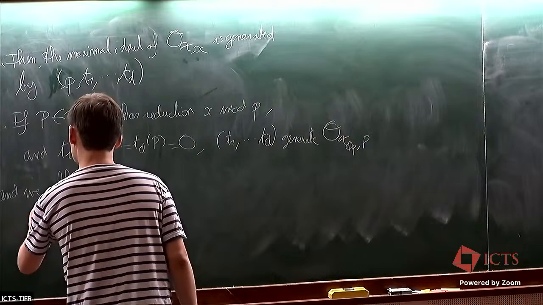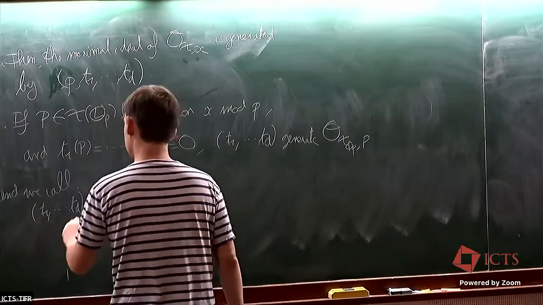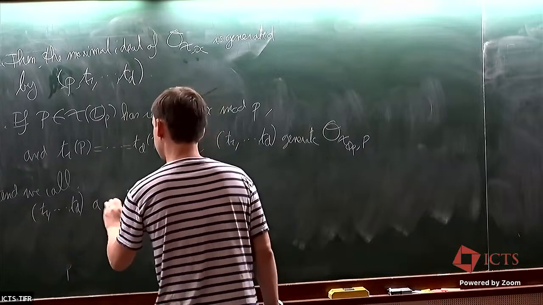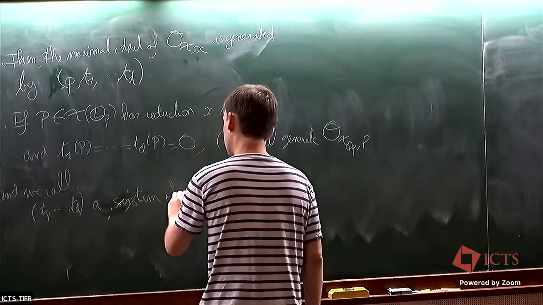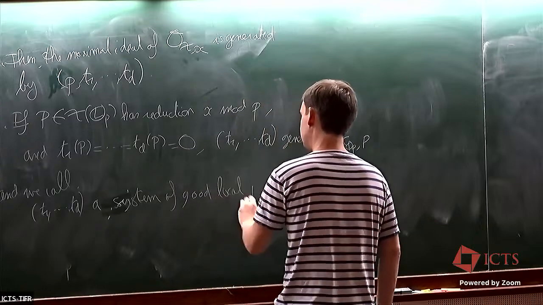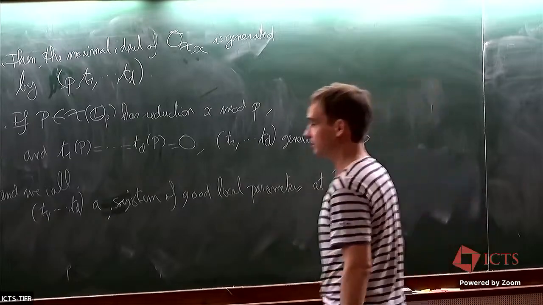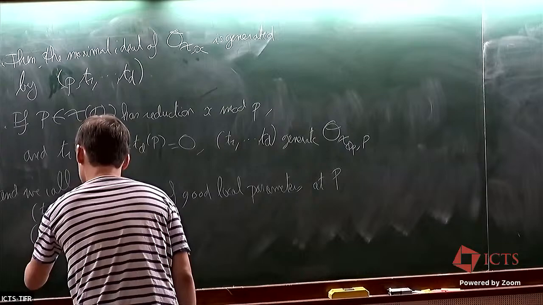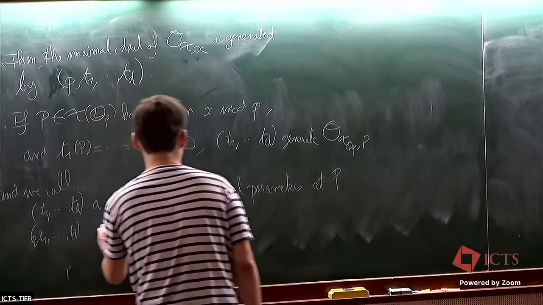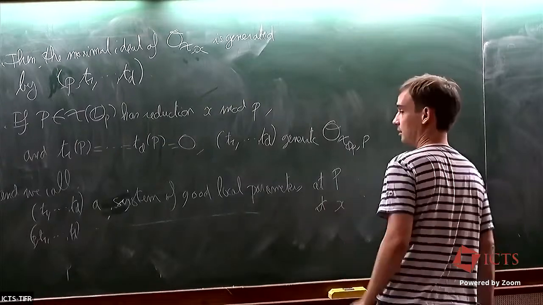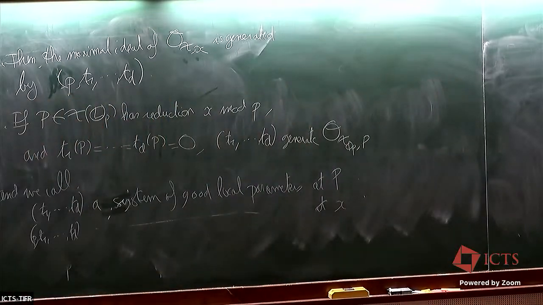We call t_1, ..., t_d a good system of good local parameters at P. And we can also say t_1, ..., t_d are modular parameters at x, because they generate the maximal ideal where I want. And if you don't understand why I talk about parameters, wait for the next result that explains a bit more precisely what we can do with them. But they are, let's say, nice generators of these spaces.